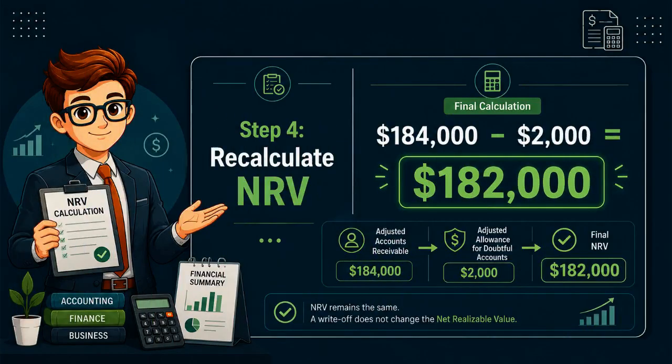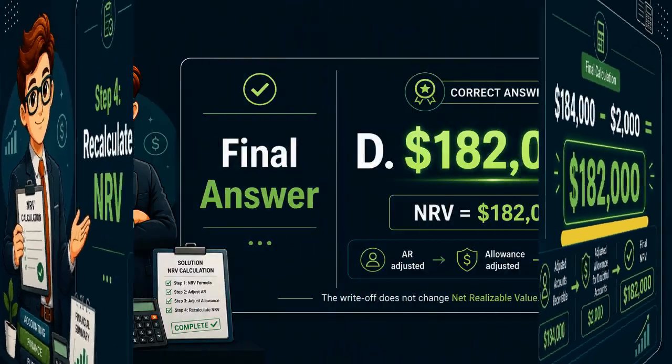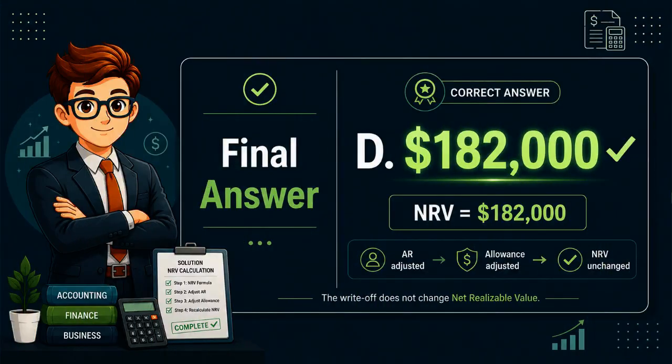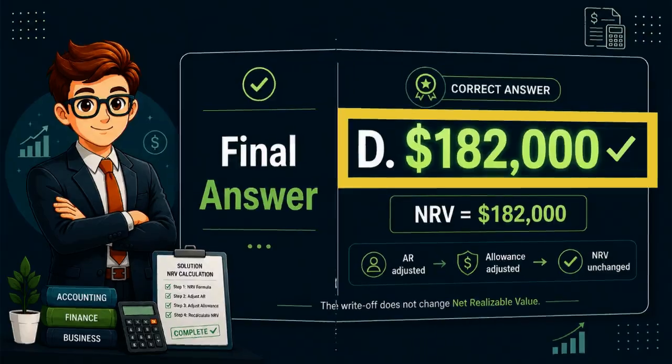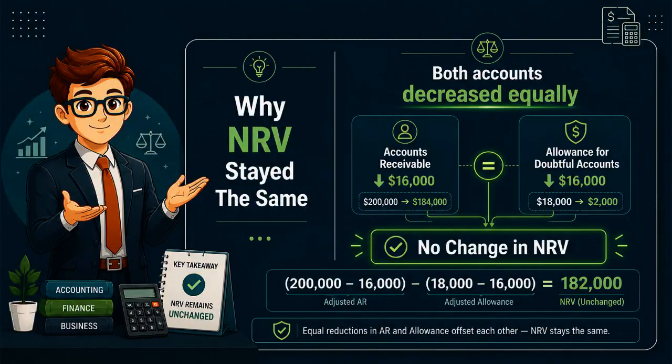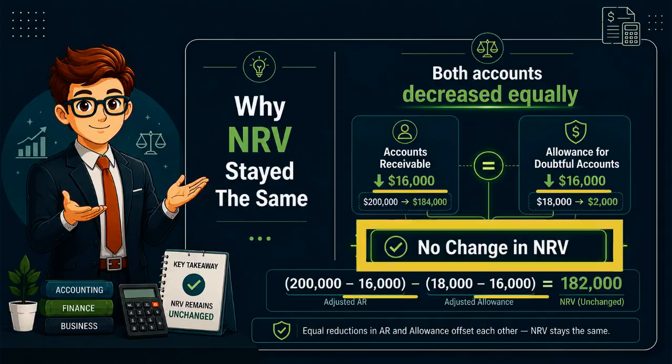Now recalculate net realizable value using the updated balances. The correct answer is D, $182,000. Net realizable value stayed the same because both balances went down equally.